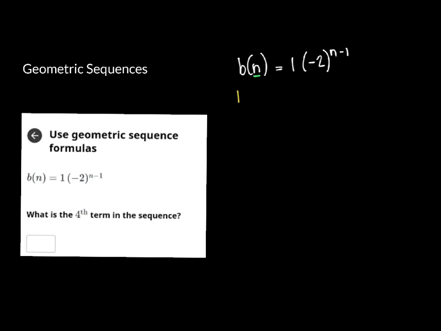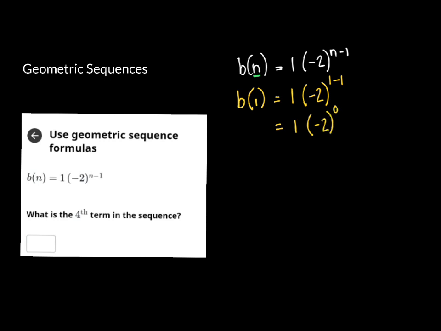So what we're actually looking for is the first term. What happens when n is equal to 1? Let's see. 1 multiplied by negative 2 to the power of n minus 1. We're going to replace n with 1, so we get 1 minus 1. That is equal to 1 multiplied by negative 2 to the power 0.